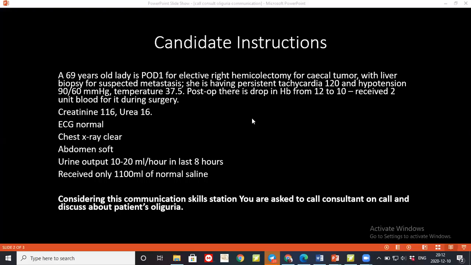As the patient is dehydrated, I will start a fluid challenge, and if she doesn't respond, then we'll shift her to the high dependency unit for a CV line and proper monitoring. And also we'll check her abdominal examination, and we'll arrange for an abdominal ultrasonogram to see whether there is any collection present or not. And if anything comes up, then we'll let you know.